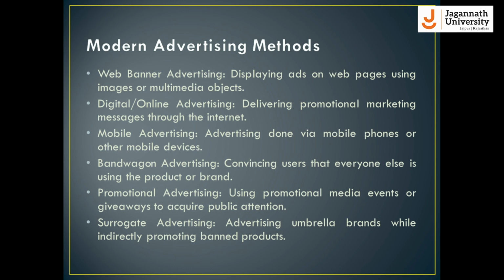Next one is surrogate advertising. Advertising umbrella brand while indirectly promoting brand product. These type of advertising mainly is being done for alcohol or any kind of smoking item. So it allows company to maintain the brand visibility and associate with the brand product without directly promoting them.